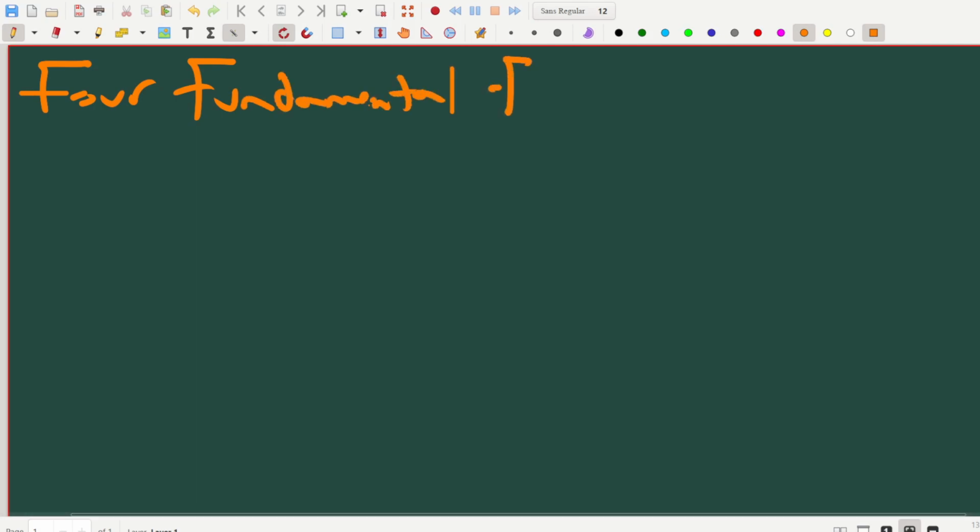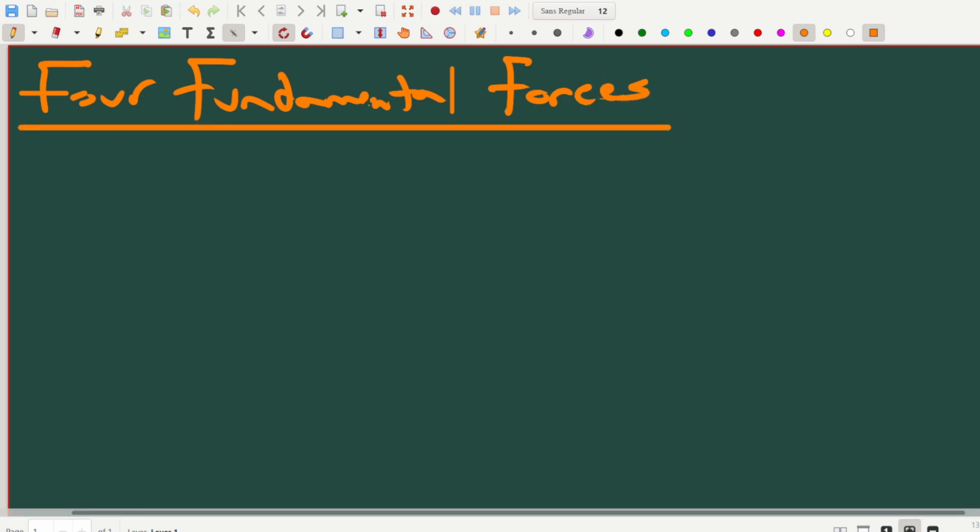Okay, so four fundamental forces. These fundamental forces are the four that describe how matter interacts with itself. There are four of them. Does anyone happen to know what any of these forces are?